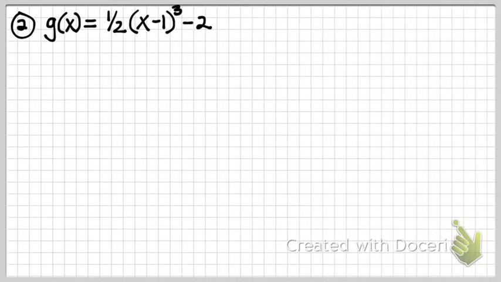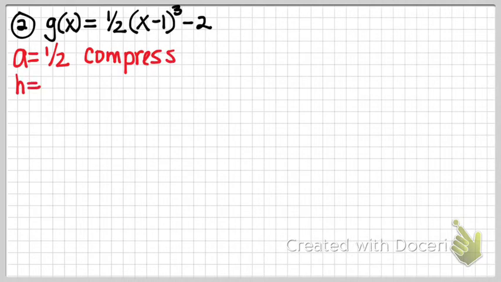So what is A? 1/2. So what is that going to make the graph do? Not stretch, but what? Compress. What about the H value? What's the H value? Is it positive 1 or negative 1? Positive 1, which means it's going to do what? Move to the right. And what's K? And what's that going to make it do?